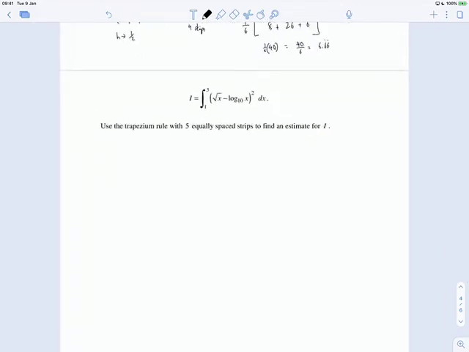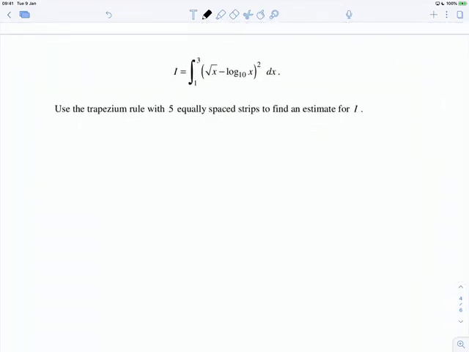let's crack on. So again, pause the video, give it a go yourself. You can solve this. Be my guest. Okay, so use the trapezium rule with 5 equally spaced strips to find an estimate for I.